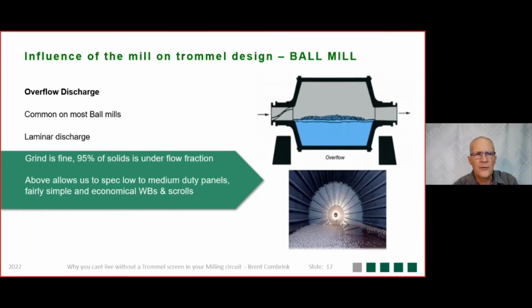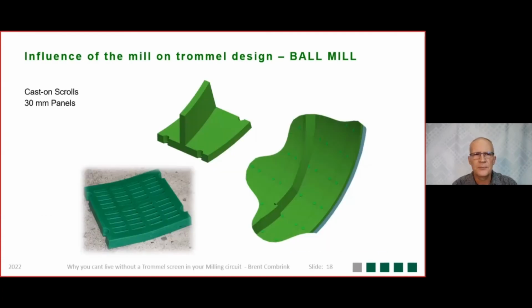Then the overflow discharge, Waldo just mentioned that in his previous presentation. Common on most ball mills, laminar discharge. The grind is fine, 95% of the solids is underflow fraction. This allows us to spec low to medium duty panels. Fairly simple and economical weir bars and scrolls are used. Then the cast on scrolls, typically on a 30mm thick panel.